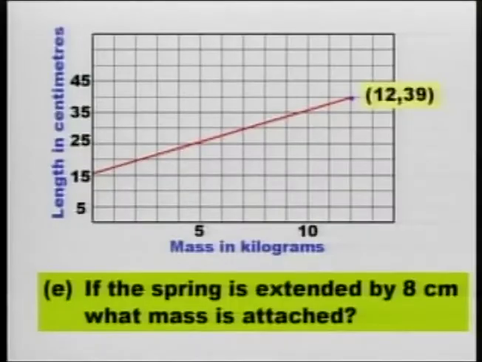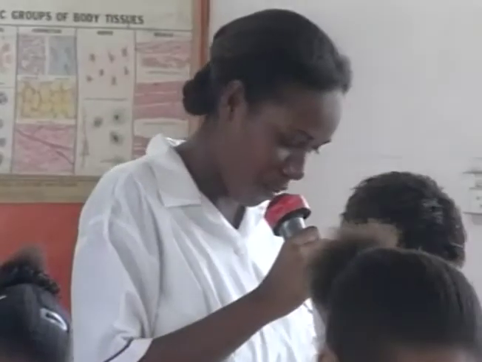Letter E, if the spring is extended by 8 centimeters, what mass is attached? Megan? Four kilograms. 4 kilograms is correct.